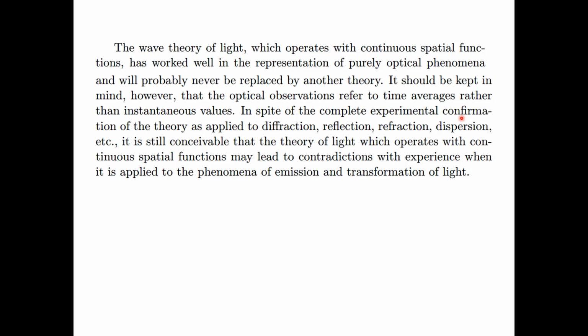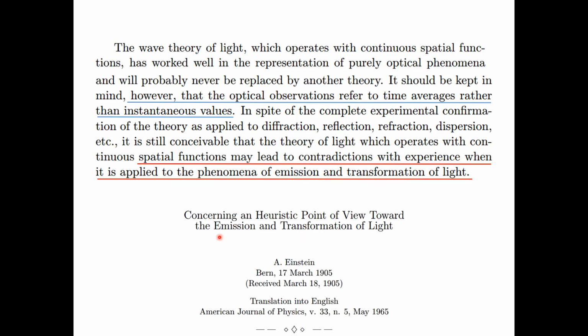In spite of the complete experimental confirmation of the theory, as applied to diffraction, reflection, refraction, dispersion, etc., it is still conceivable that the theory of light, which operates with continuous spatial functions, may lead to contradictions with experience when it is applied to the phenomena of the emission and transformation of light. Okay, here we can start to see some statistical mechanics language, and what a bold statement, right? Spatial functions may lead to contradictions with emission and transformation of light, and that's the topic of this paper, right? The emission and transformation of light.